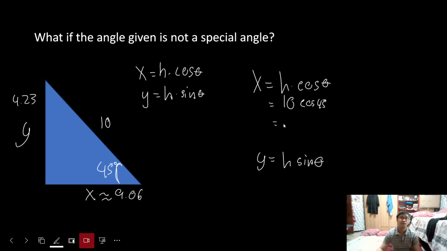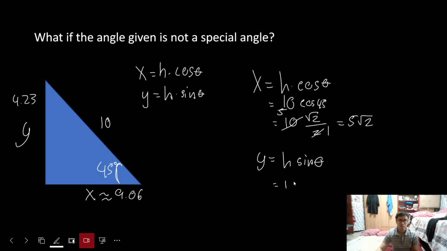So remember that cosine 45 degrees is what? It's square root of 2 all over 2. 10 and 2 are both divisible by 2. So 10 divided by 2 is 5 and 2 divided by 2 is 1. So hence you have 5 square root of 2. Oh, see, you can get the answer exactly.